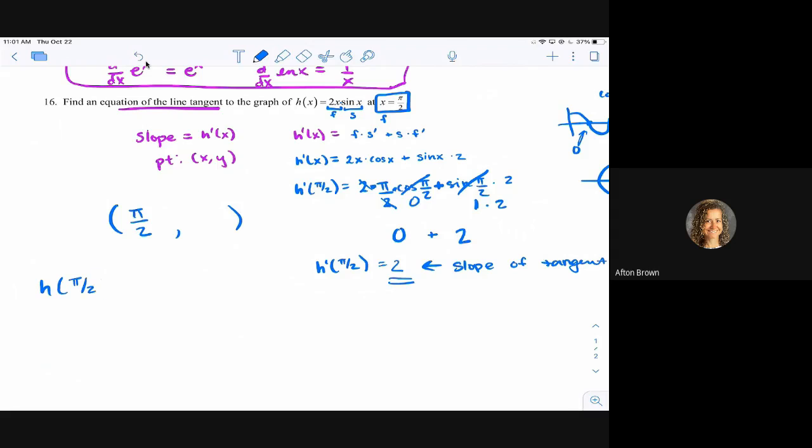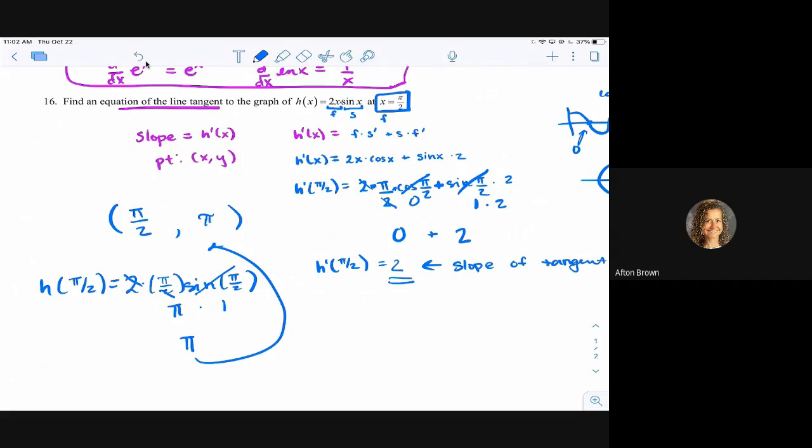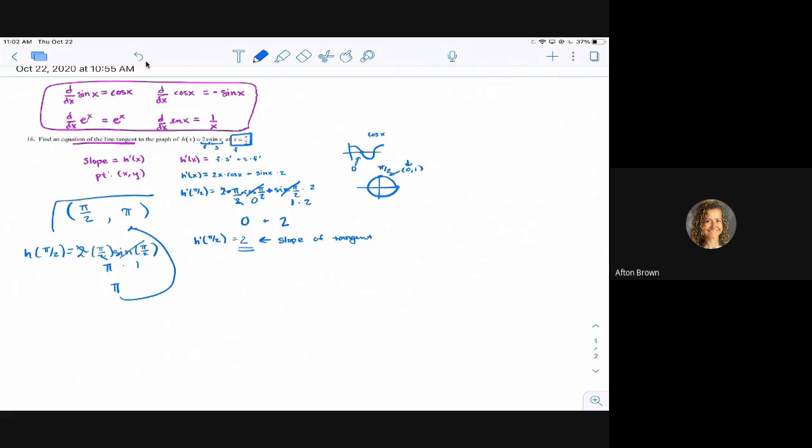So I'm going to do h at pi halves, which was 2 times x, and then sine at pi halves. What is sine at pi halves? We just did it. 1. So this piece is 1. These 2's can cancel out. So I have pi times 1. So I have pi. So that's the y coordinate. We have our point. We have our slope. Who can write the tangent line?